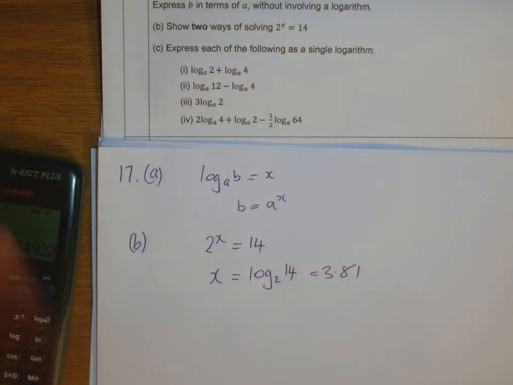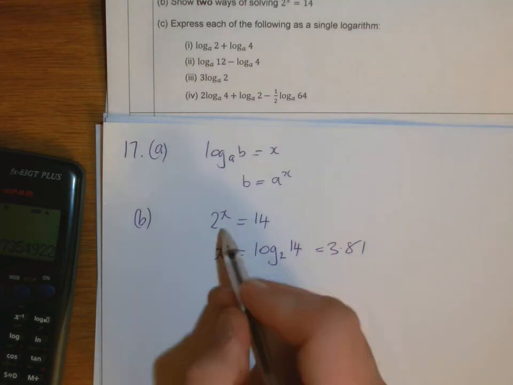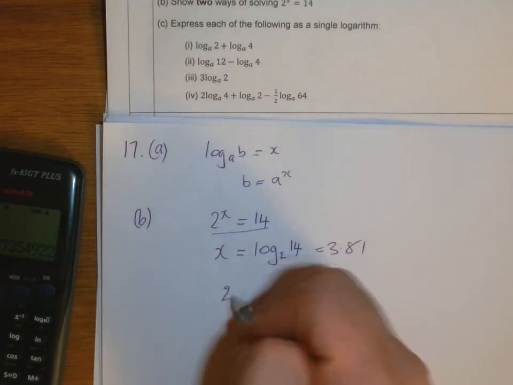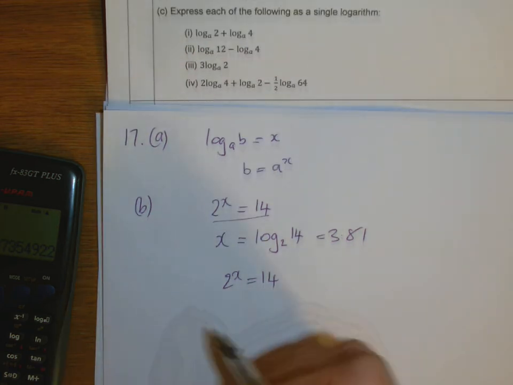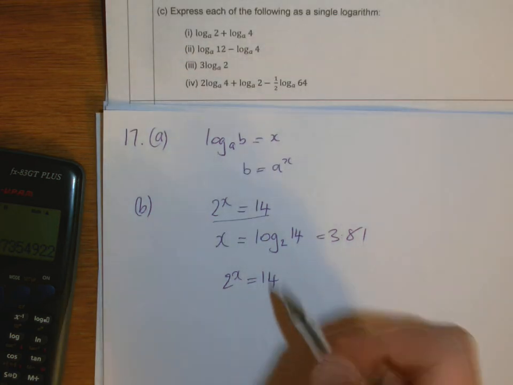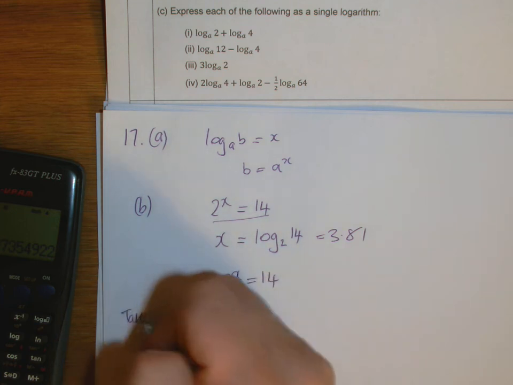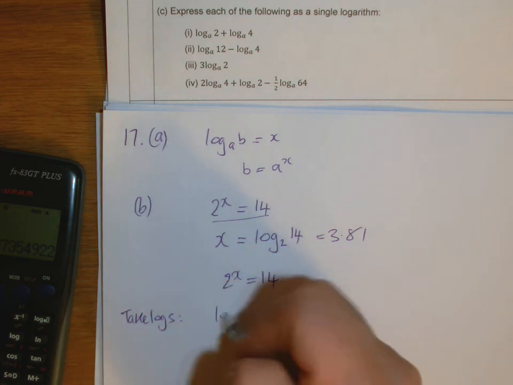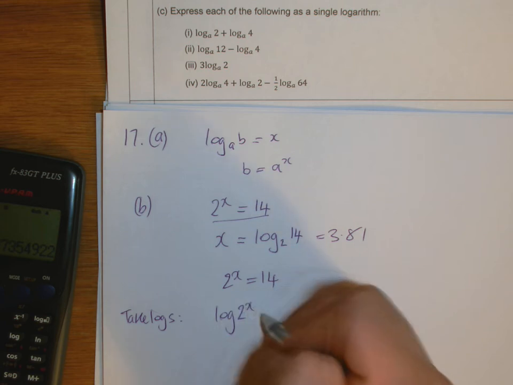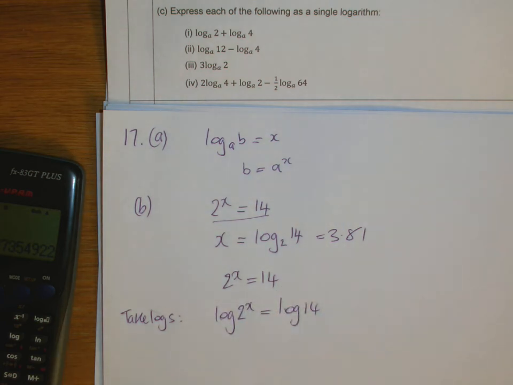Now that's one way of doing it, but the question asks for two ways. This is the question that I've made up, and I want to show you the other way. The second way is the most popular way, and this is the way I would recommend if you've got a question like this. I would take logs of both sides. So I'll have log of 2 to the x equals log of 14.